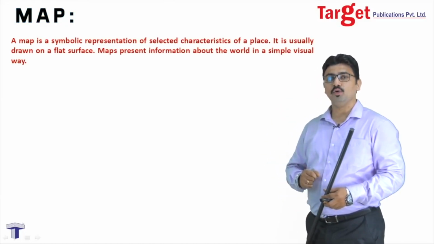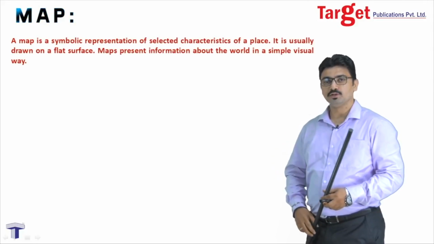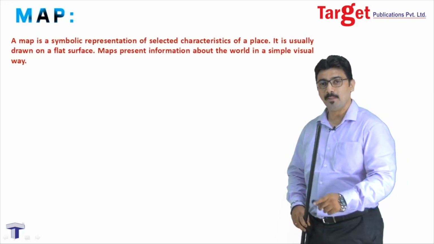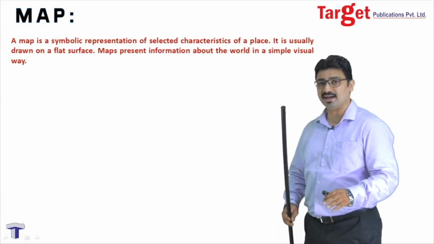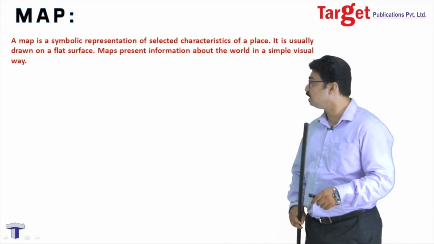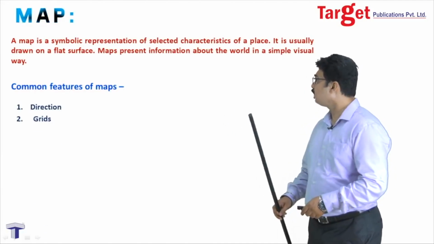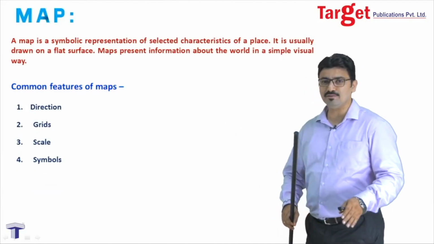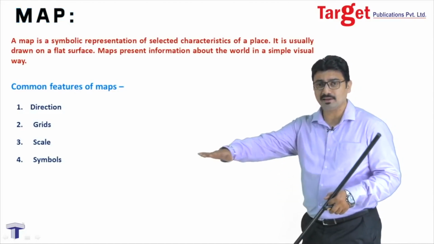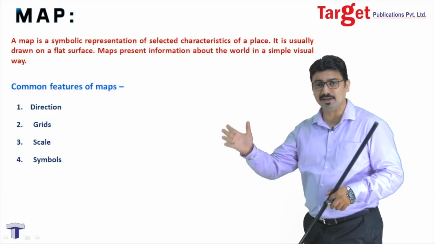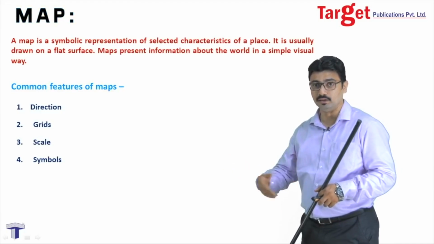Students, you all very well know that maps are an indispensable part of geography. So, let us see what you mean by a map. A map is a symbolic representation of selected characteristics of a particular region, drawn on a flat surface. Maps can represent various information about that region or place. So maps are basically flat surface representations of an entire region, be it a country, a state, a continent or the world, right?